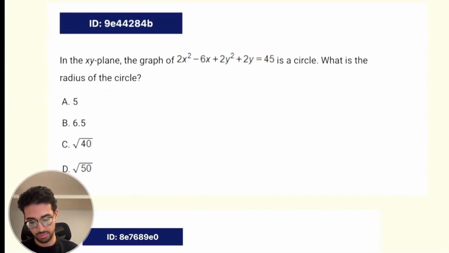Okay, so in the xy plane, the graph of 2x² - 6x + 2y² + 2y = 45 is a circle. So what is the radius of the circle?